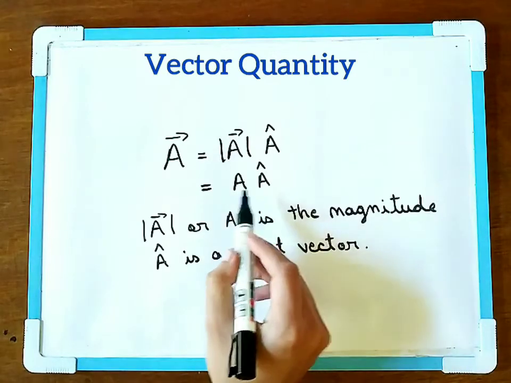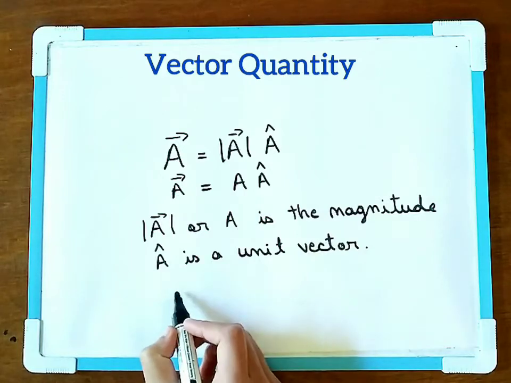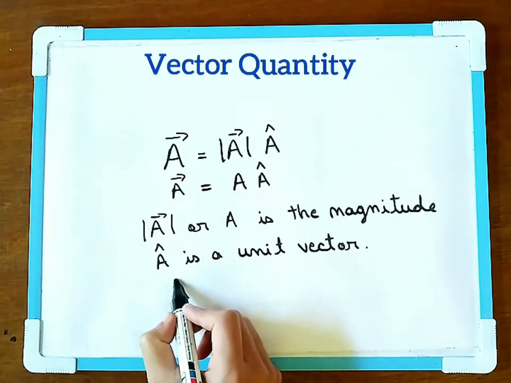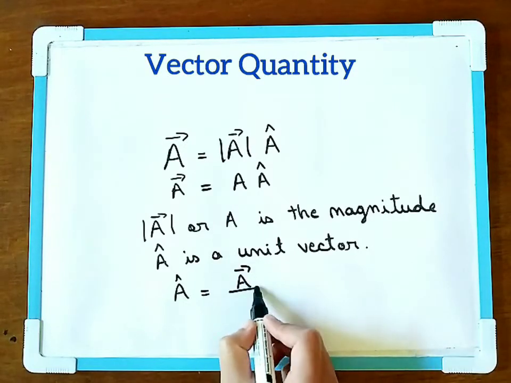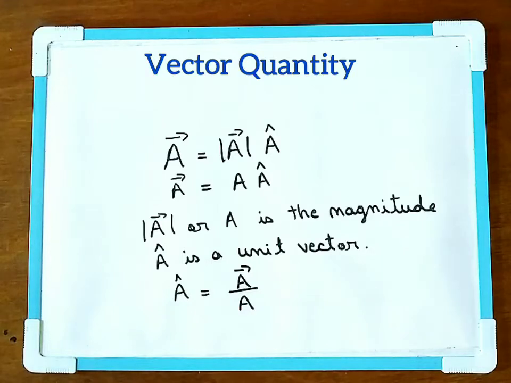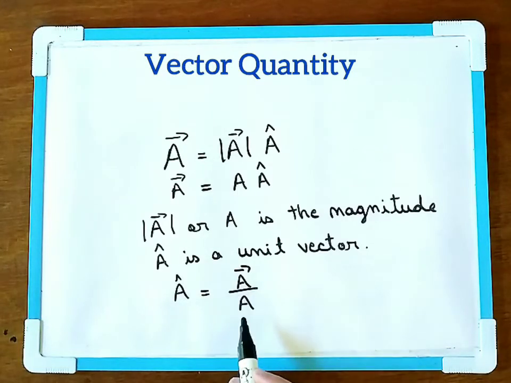So here you can see from this formula, you can write this unit vector, this A cap, is equal to A vector divided by A. So if you want to find the direction of the vector, then you divide this vector quantity by the magnitude of the vector quantity. Then you will get the unit vector. So in this way you can write any vector as A, B, C, D, a letter with the arrowhead.